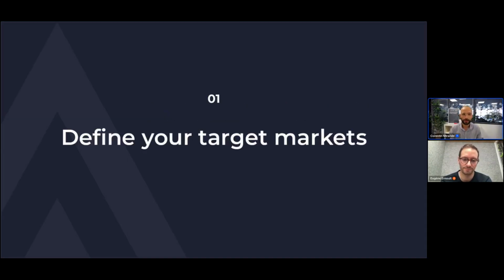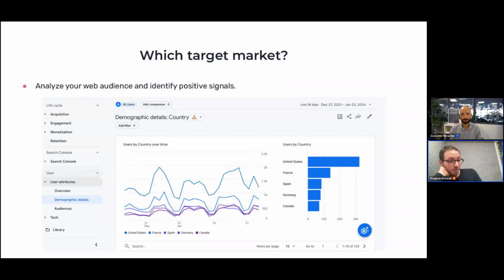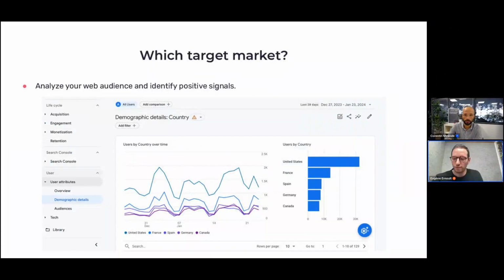First step, how can we define your target market? I think, Eugene, you can say a word about that. Yeah, it's a question we often get from our customers that they come, they discover Weglot, and they say, yeah, I want to go global. I'm strong in France. I'm strong in the US. I want to grow in other countries.